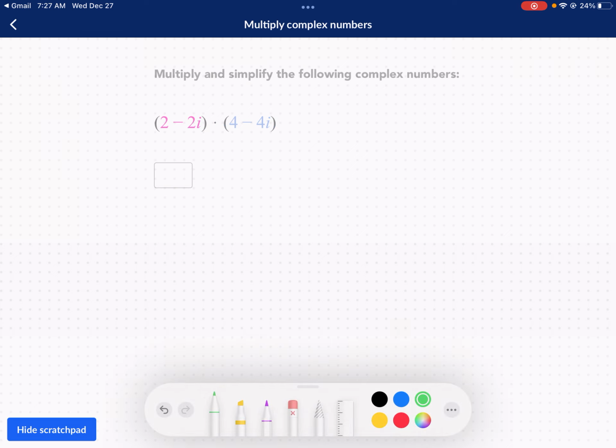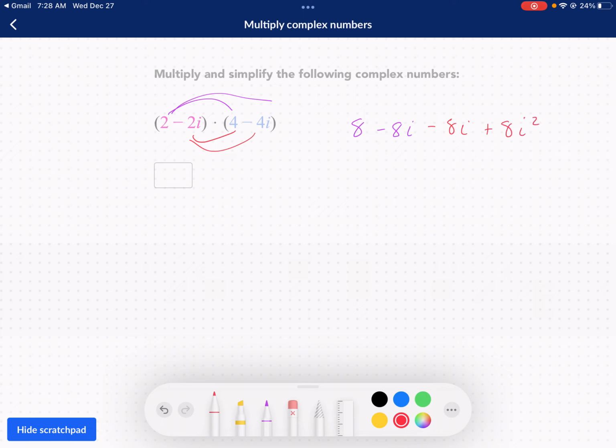And then this is the method I prefer just because it's quicker. You don't have to draw as much, okay? So I connect these two. So I have 2 times 4 is 8, and then 2 times negative 4i is negative 8i. And I think some students don't like this method because they mix up the negatives and such. So I have negative 8i here, and then positive 8i squared.